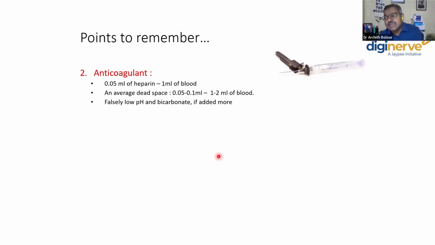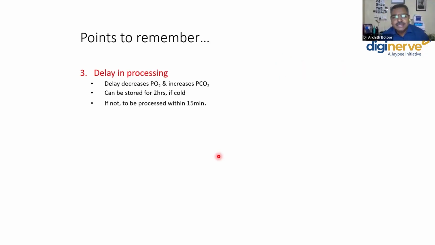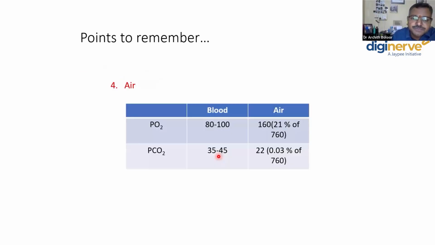For the anticoagulant, you just require 0.05 ml per 1 ml of blood. If you delay the processing, it decreases the PO2 and increases the PCO2, the more the time spent. So you can store it in cold, but very, very important, it should ideally be done bedside or else processed within 15 minutes. Otherwise, the values which we get will be false.